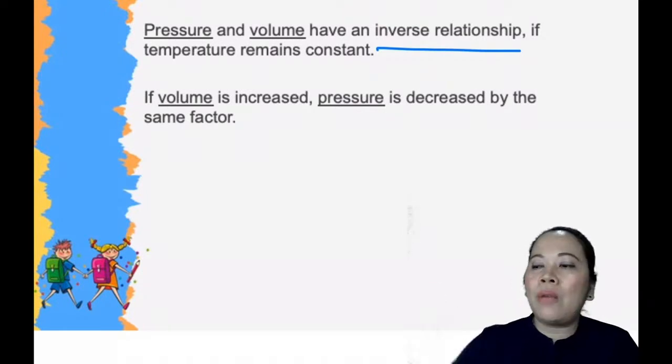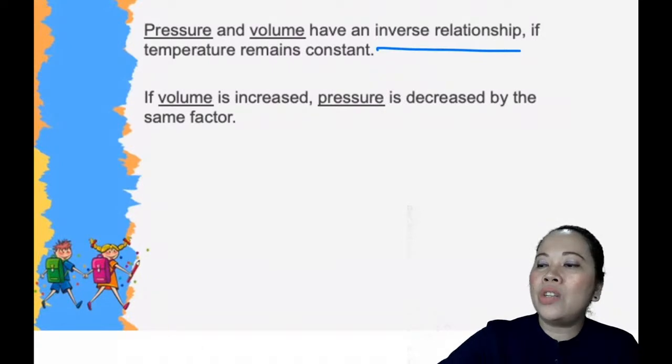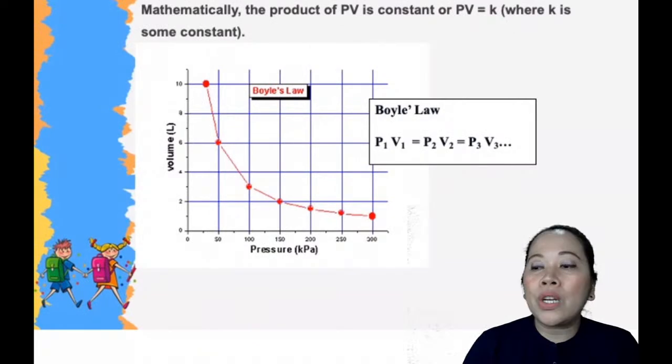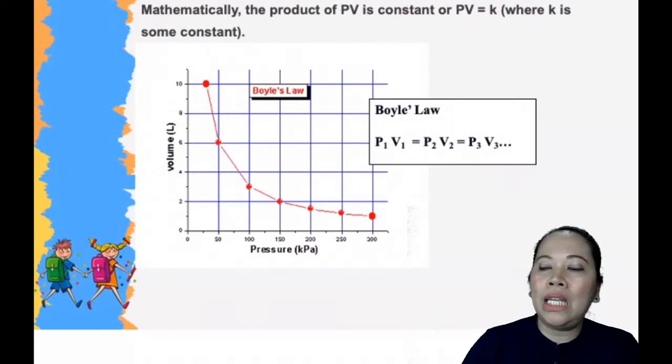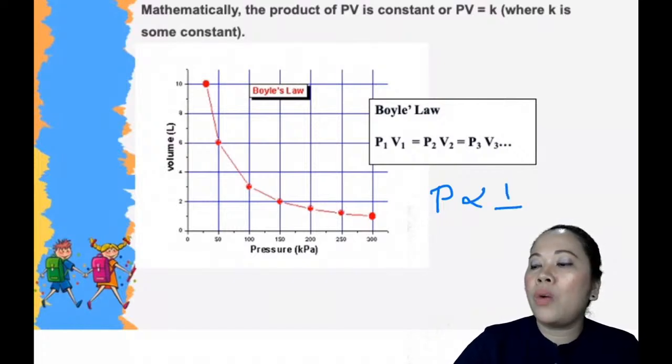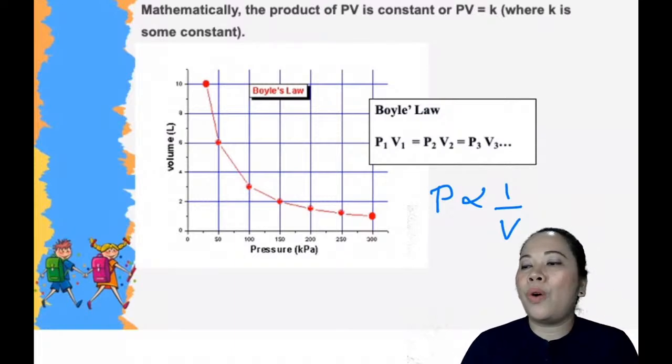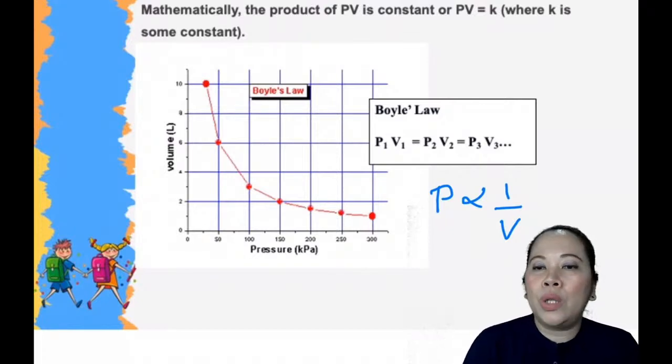So the relationship between pressure and volume mathematically is that pressure is inversely proportional to volume. That means as pressure increases, volume decreases. This is an example of how a pressure-volume diagram would look.